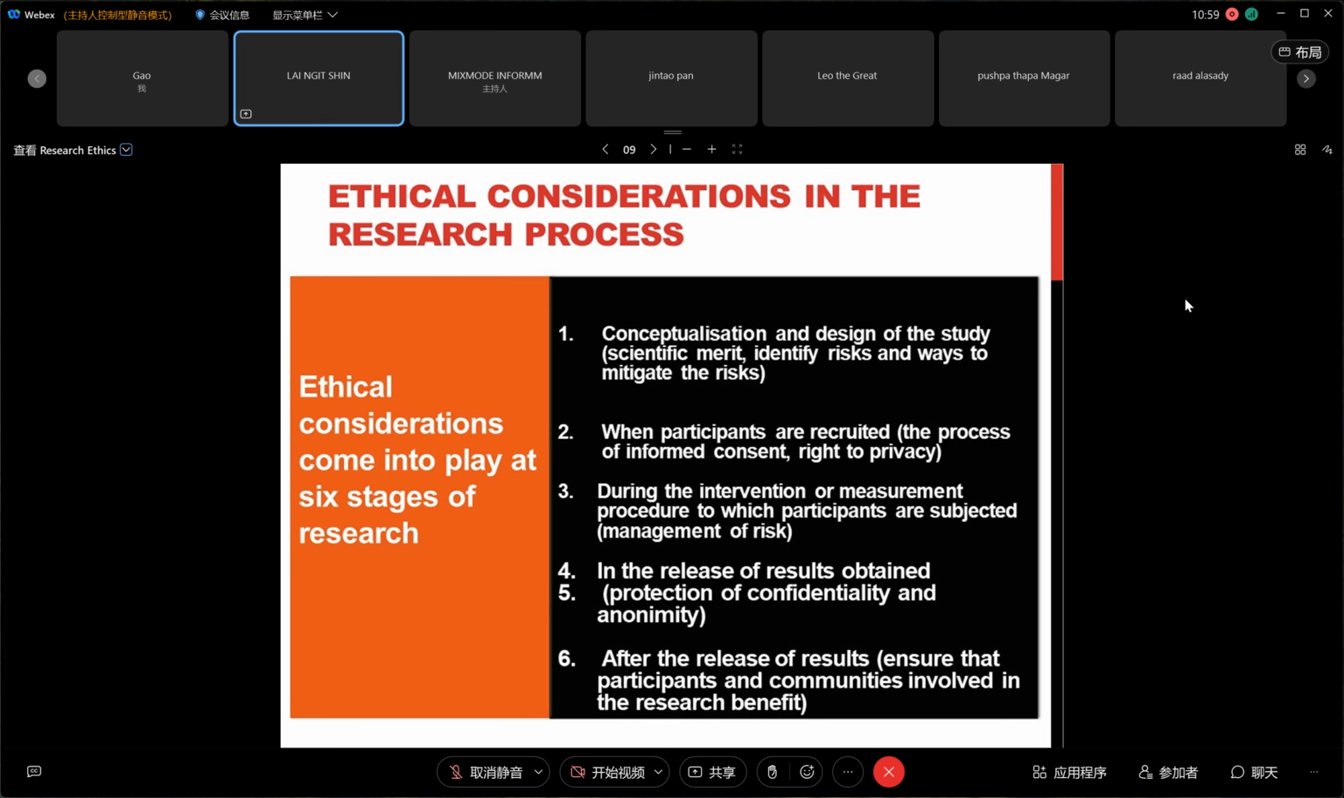Okay, ethical consideration in the research process. Ethical concerns arise across the 6 steps of research. First, the conceptual and design stage of research: scientific merit, identifying risk, and ways to mitigate the risk. I think risk is something that you have to encounter. Maybe you face a hazard, a health risk, or these kinds of things.